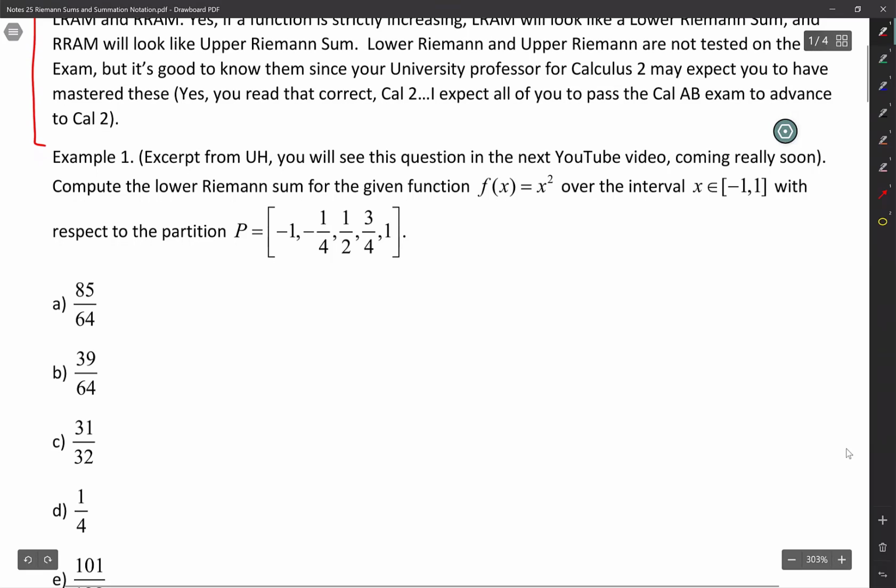As you can see, we're going to have a quiz coming up. Not yet, because we haven't finished everything about this, but probably the next time we meet tomorrow we'll get it done. It says, excerpt from UH, compute the lower Riemann sum. A lot of people confuse lower Riemann sum for LRAM. It's not LRAM.